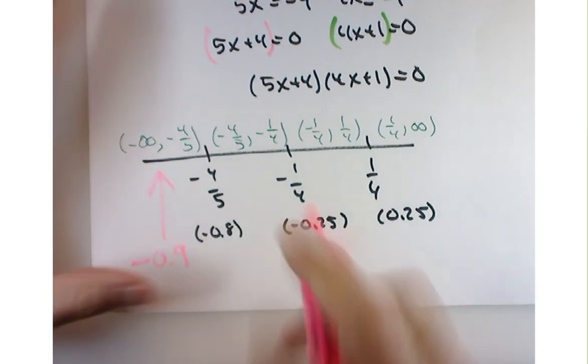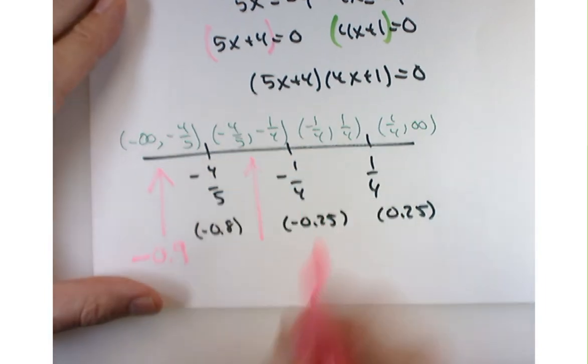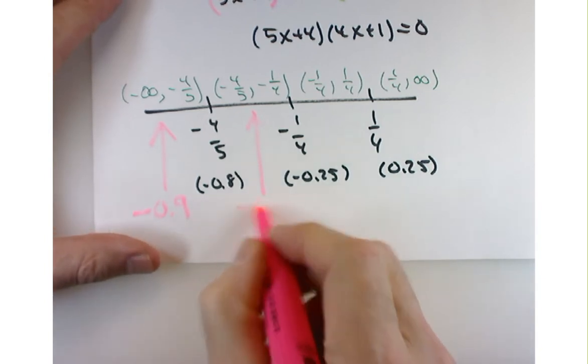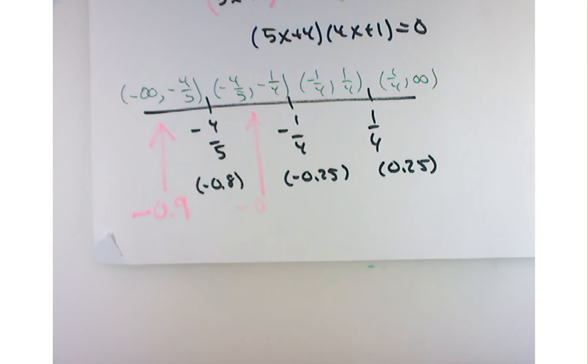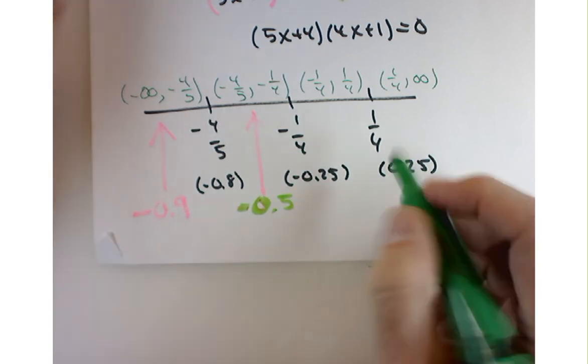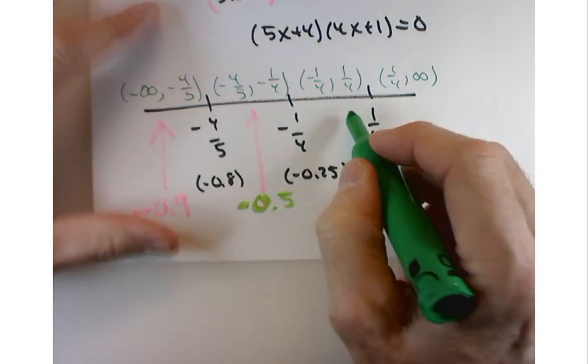Hunter, how about something between these two? -0.5. Sure, -0.5. And my marker is dying here. -0.5. Good. Melanie, how about something else here? I need something between these two.